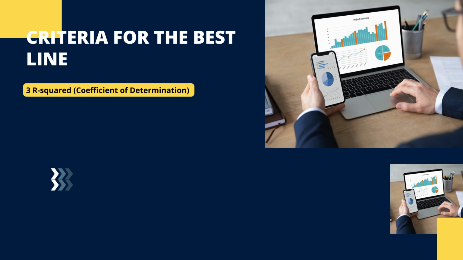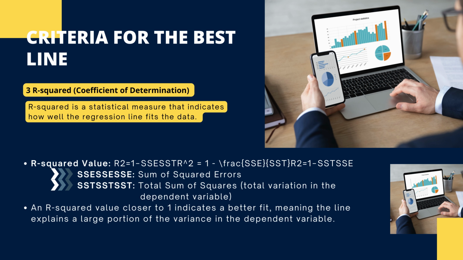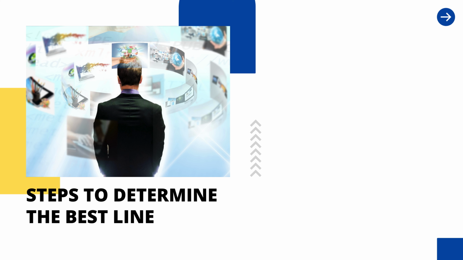3. R-squared, coefficient of determination. R-squared is a statistical measure that indicates how well the regression line fits the data. An R-squared value closer to 1 indicates a better fit, meaning the line explains a large portion of the variance in the dependent variable.